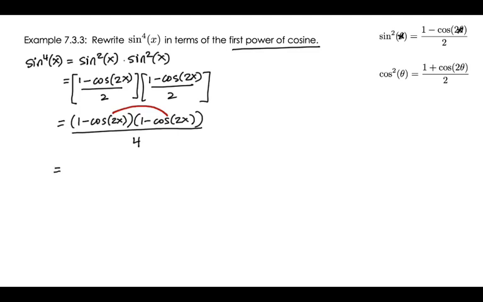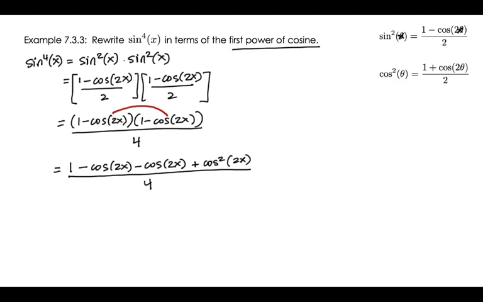All right, so I'm going to FOIL out the top. My first term is giving me 1. My outer term gives me a minus cosine 2x. Inner gives me also a minus cosine 2x. And then that red swoop that I've got up there, that's going to give me negative times negative is a positive cosine squared 2x. And that's just hanging out over 4.